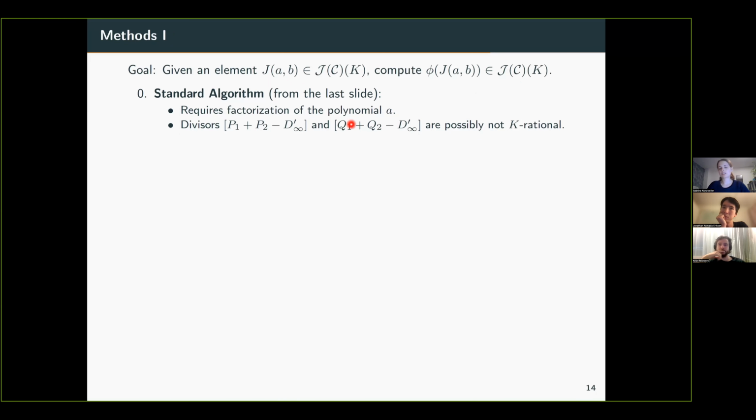And for this one, this requires computing the roots of the polynomial A. And in general, this might require passing through a field extension, which is something that one would like to avoid. In particular, because we know that the image has to be defined over the same field as the original element. So it's, in theory, a step that can be avoided. But with the standard algorithm that I presented before, it's something that one has to do.